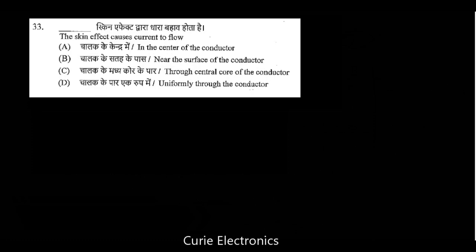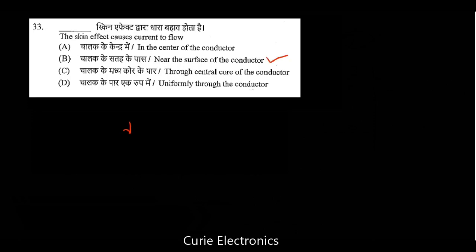Question number 33. The skin effect causes current to flow near the surface of the conductor. Skin effect comes into picture when the frequency is high. So at higher frequency, what happens? The current flows on the surface of the conductor.